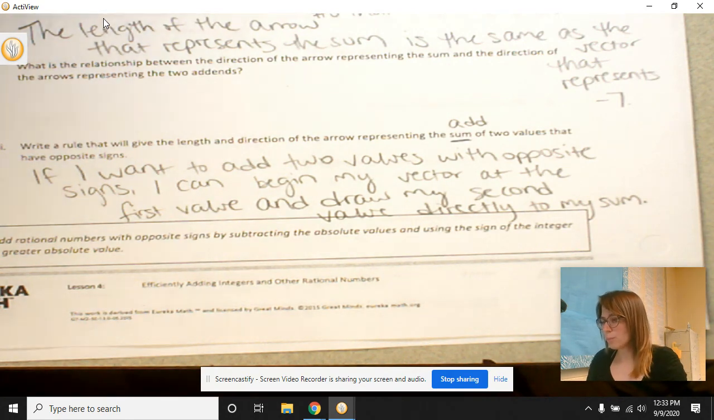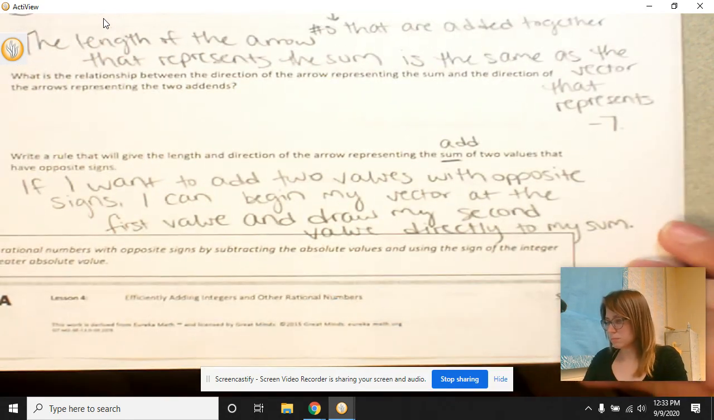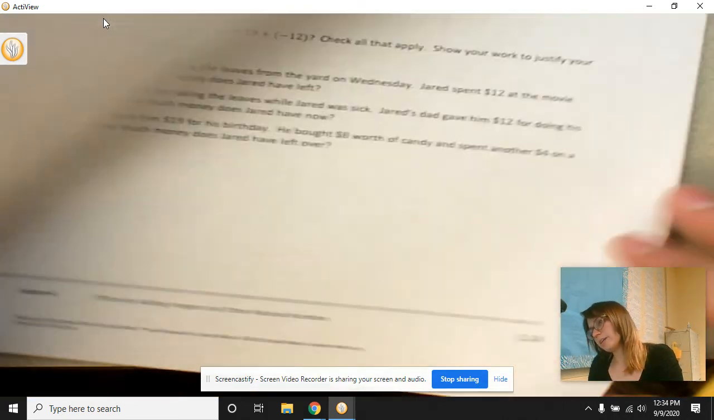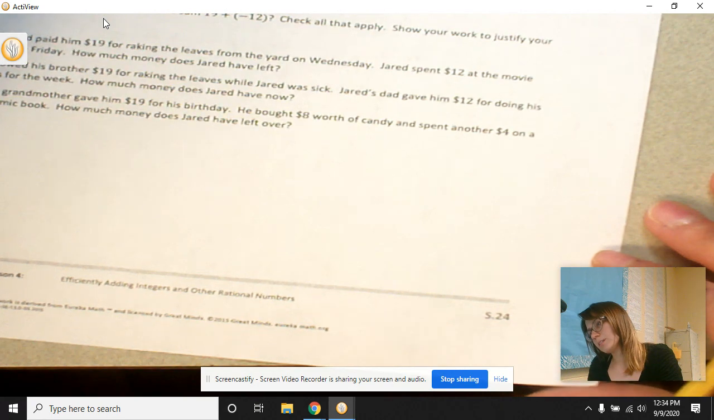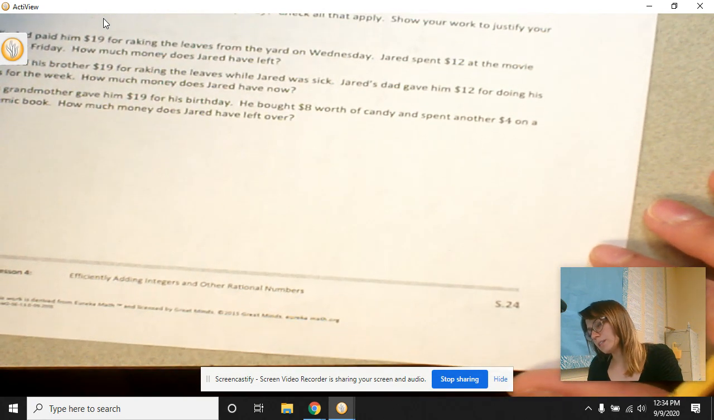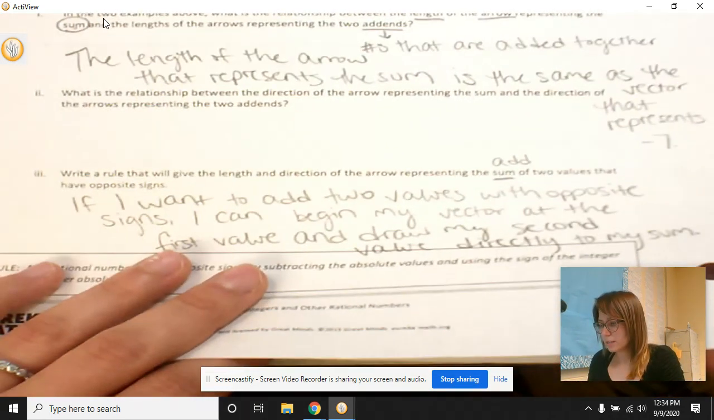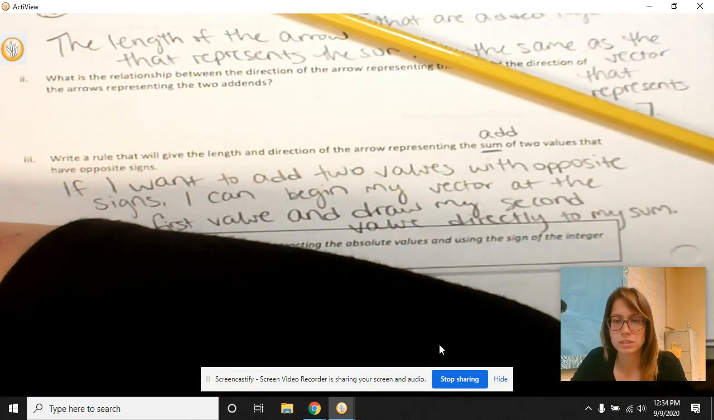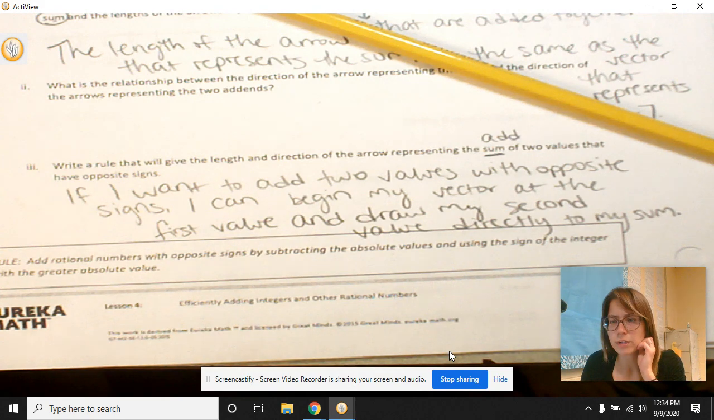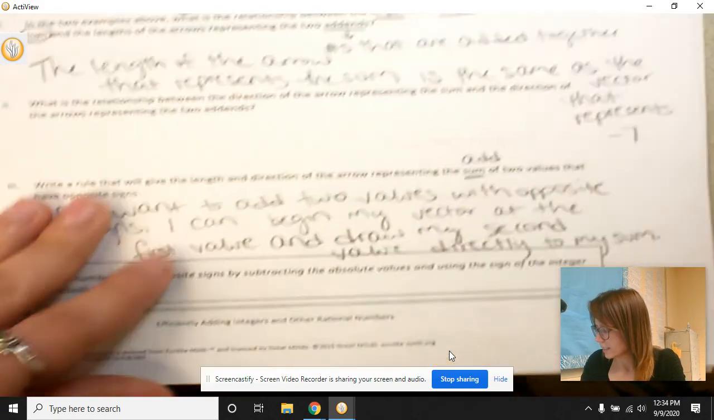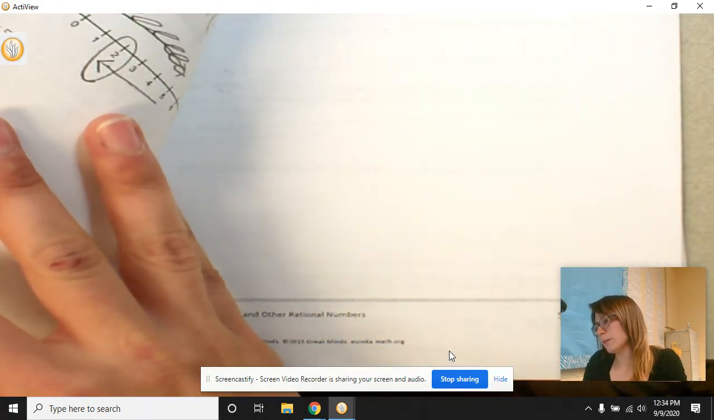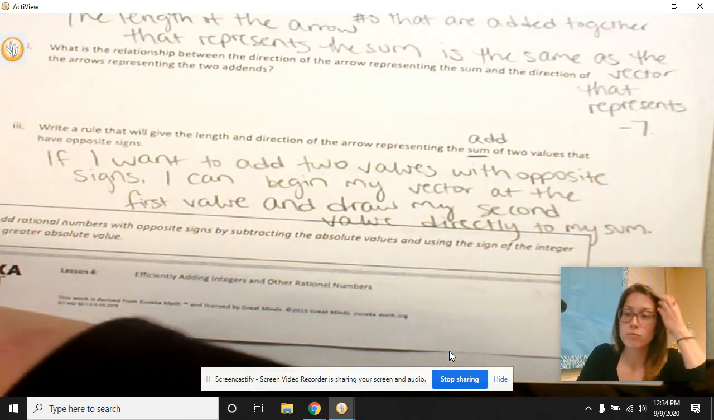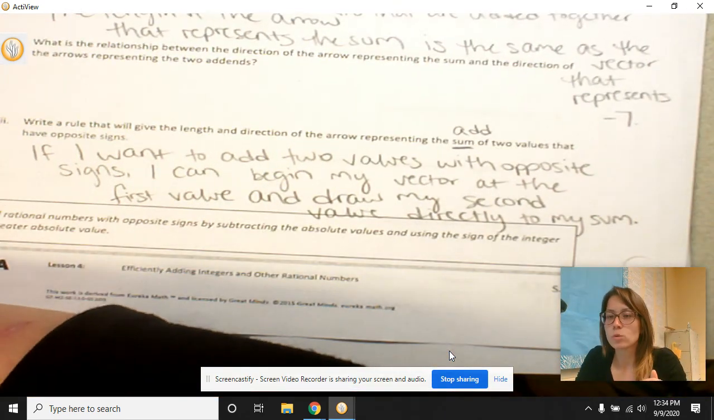Okay, so let me see if there are any other examples here. Okay, and let's see, I'm going to stop for a second here. This is going to be a two-part video because I need to look ahead at this example 3 and think about how I want to explain it to you guys. So be on the lookout for lesson 4, part 2.